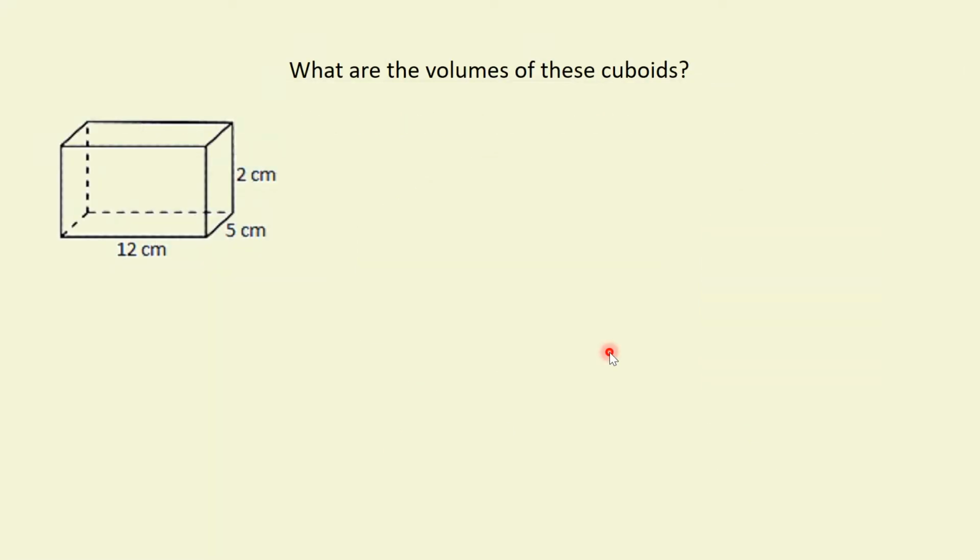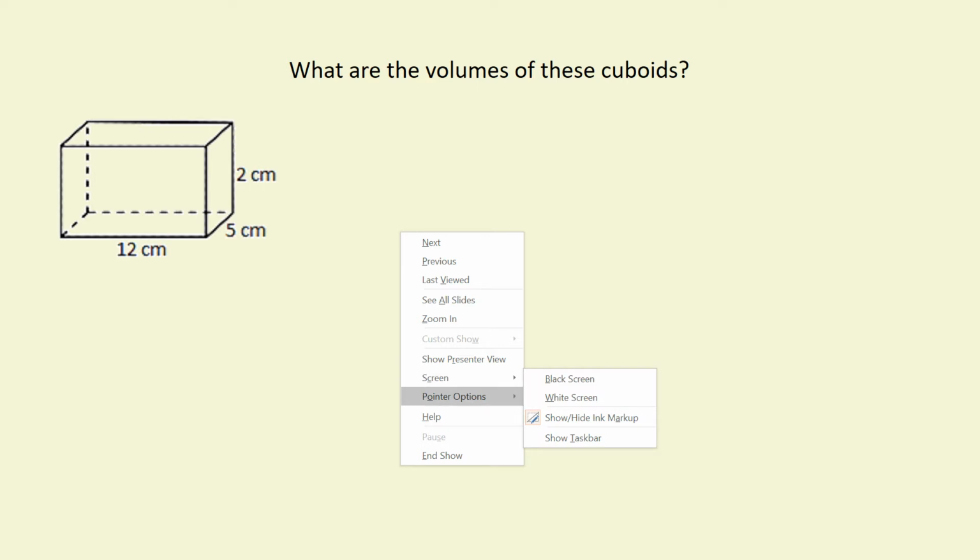If we're dealing with something like this, the volumes of all of these cuboids are quick and easy to do, you just multiply. That's all we've got to do. Multiply the lengths together, and we're going to get there.